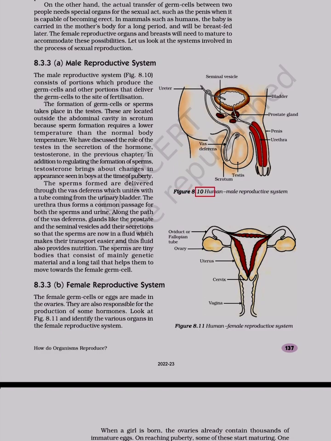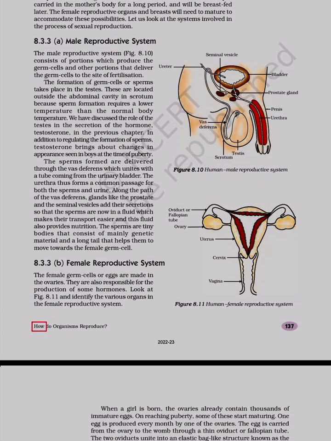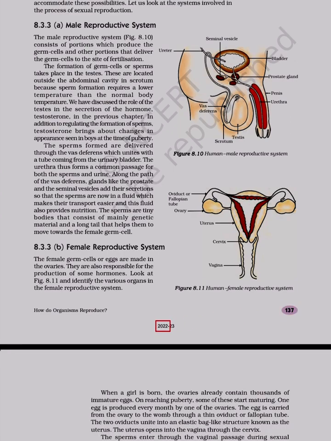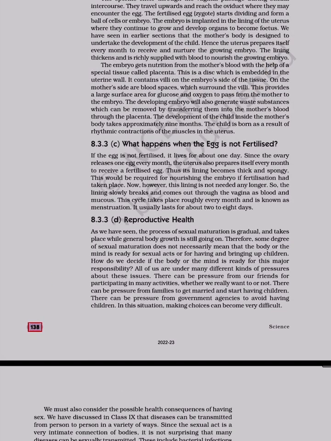Figure 8.10 Human male reproductive system. How do organisms reproduce? Figure 8.11 Human female reproductive system.